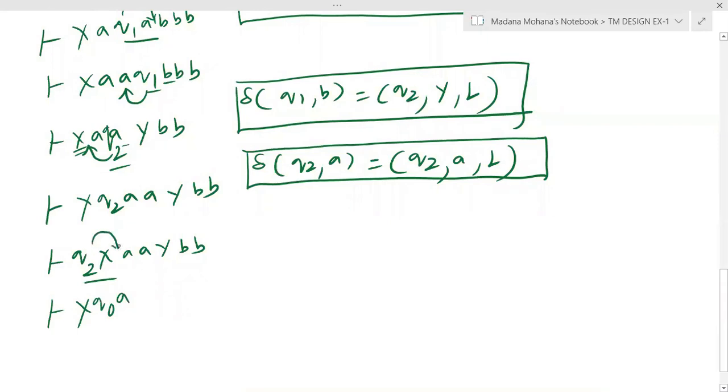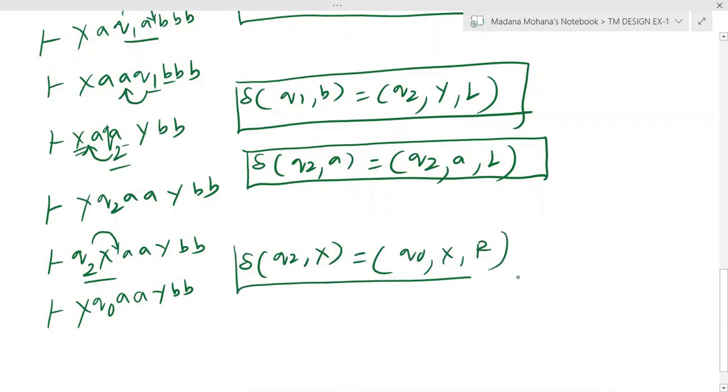It moves right means it comes after X. Why are you going to Q0? Because initially the replacement happens at the Q0 state. So it goes to the Q0 state itself. Now here, what is the new transition? Delta of Q2 on X equal to, now Q2 to Q0, it is going to Q0, X is replaced by X, it moves right. Now you can see you are at Q0 state and the input is A.